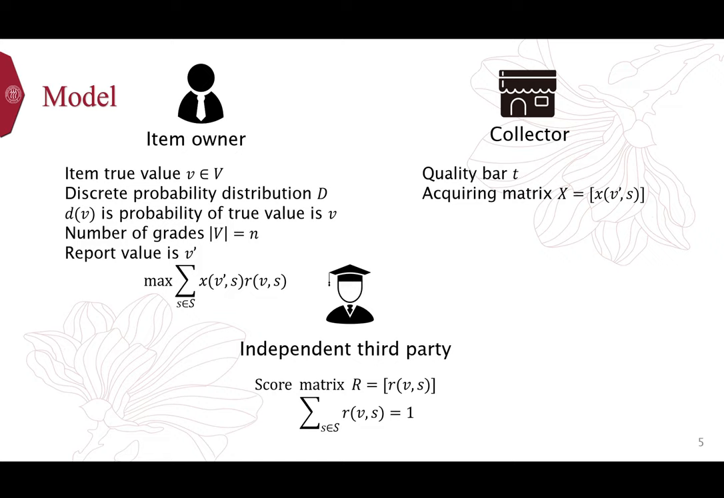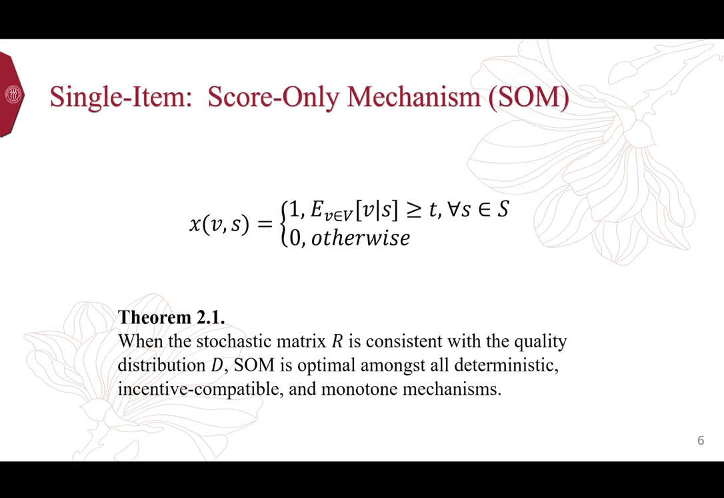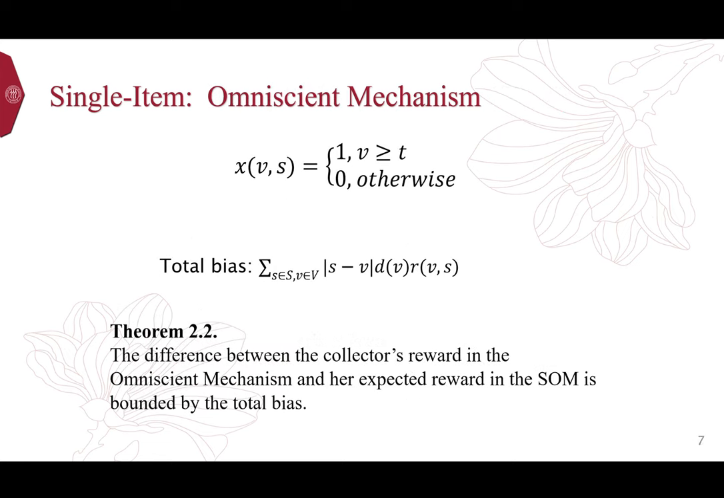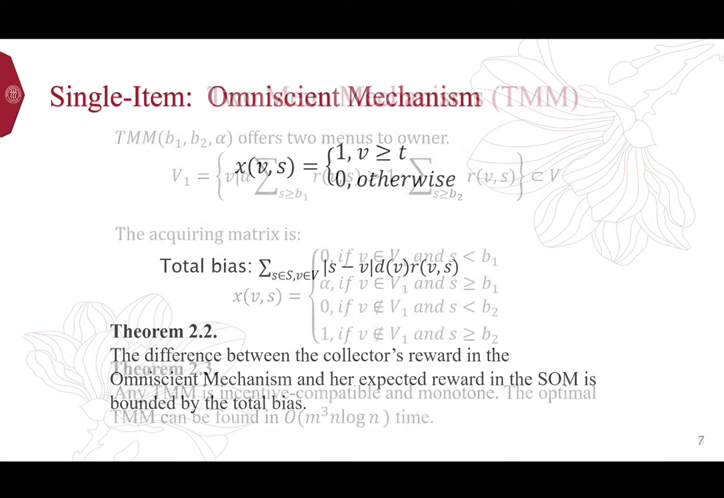The aim of collector is to find a good appearing matrix X, make the item owner truthfully telling the true value of the item. Then, by a simple maximum, the score-only maximum, that makes the appearing decision regardless of the owner's report. After that, we call a maximum omniscient if it knows the factual quality.